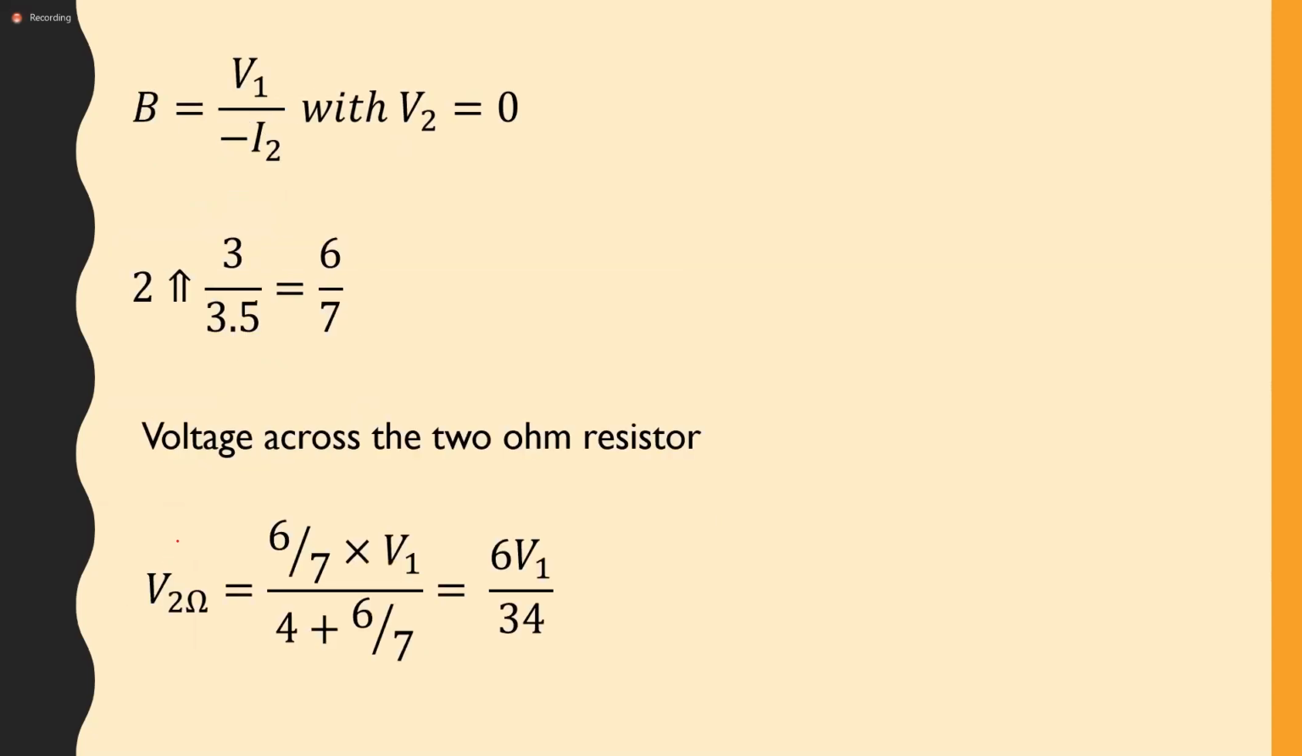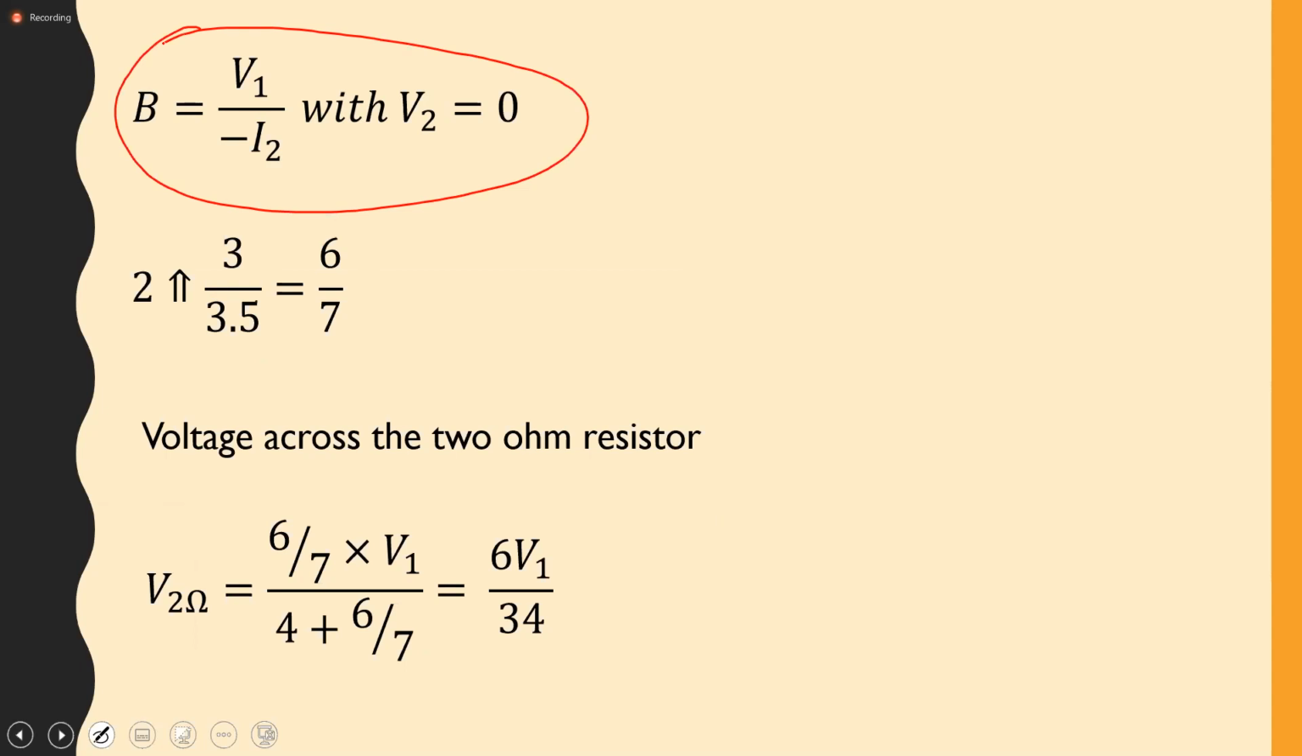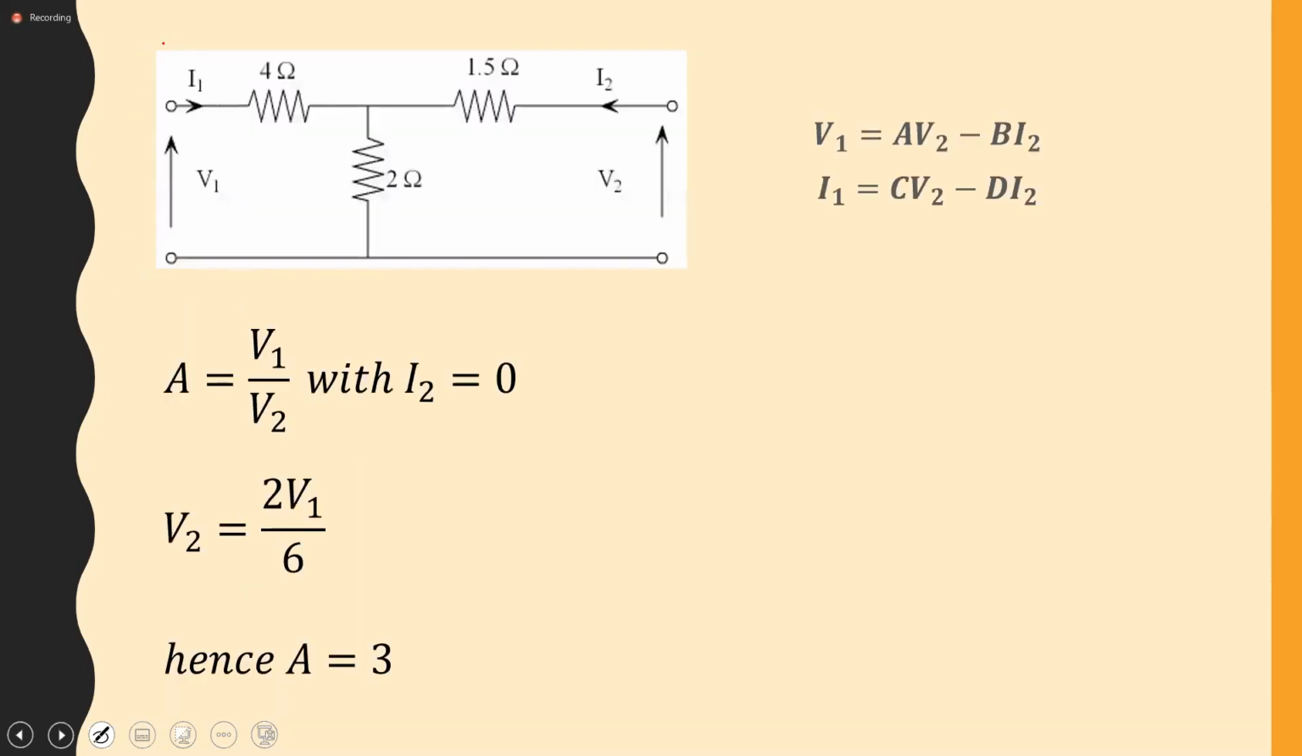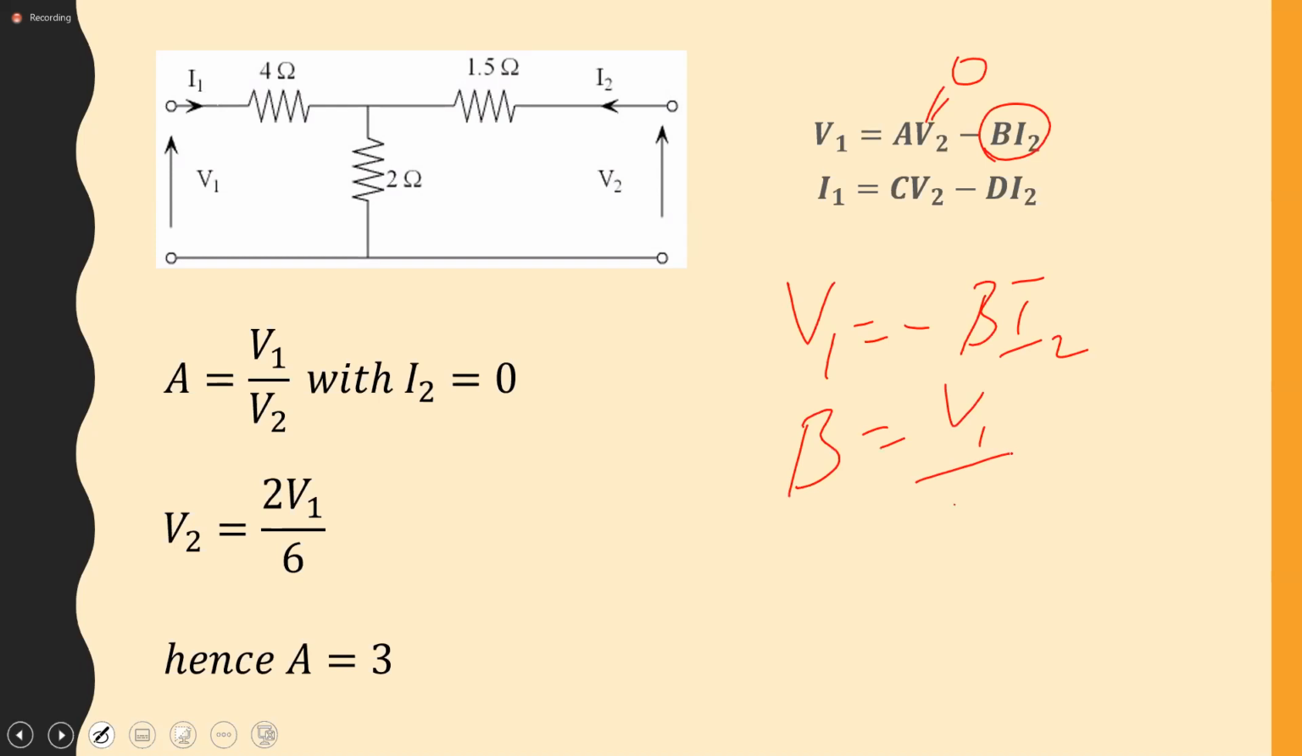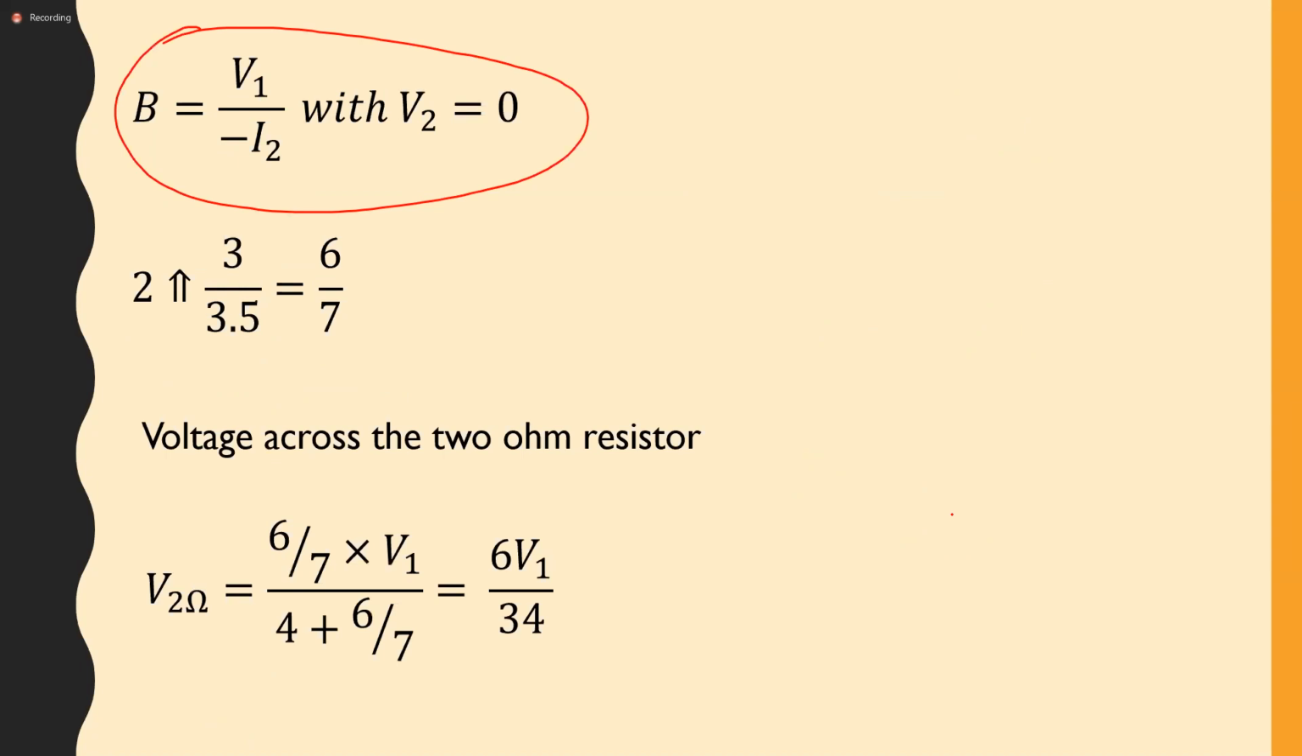I now go to B. By definition, B is equal to V1 over minus I2. Again, let's go back to the equations. I'm trying to find B, so it means that V2 is made 0. I'm left with V1 equal to minus B I2. So B is equal to V1 over minus I2. That's the definition we have here.